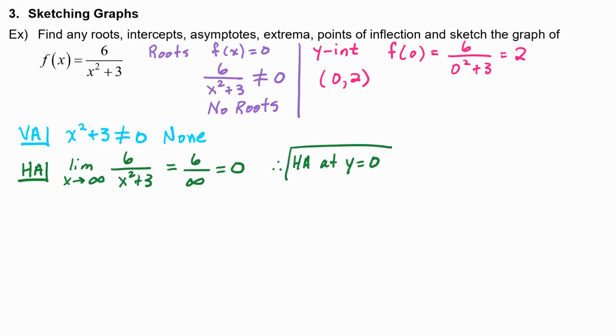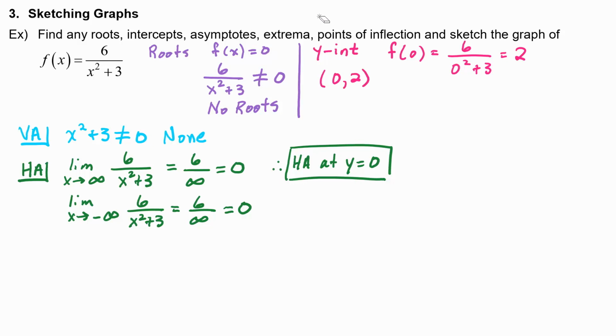Now we can also look at the limit as x goes to negative infinity of 6 over x squared plus 3. Now if we plug negative infinity into x and then square it, it turns into positive infinity. So we get the same horizontal asymptote from both those limits.